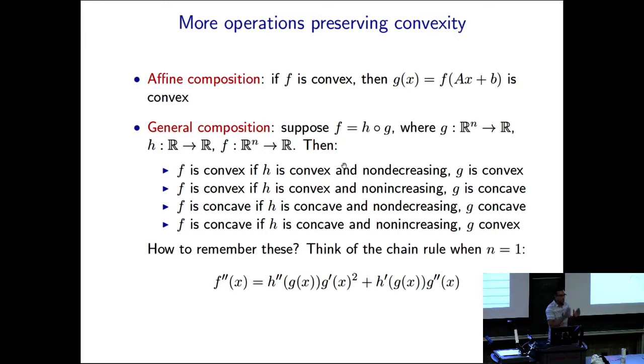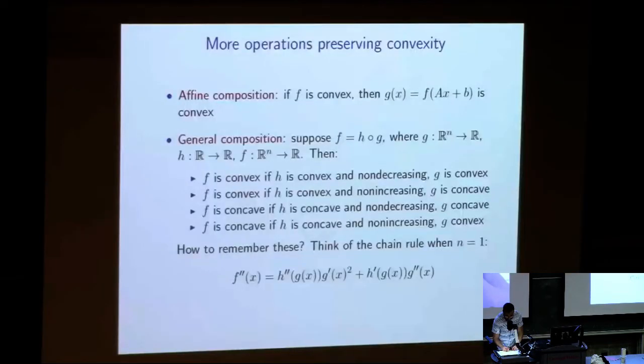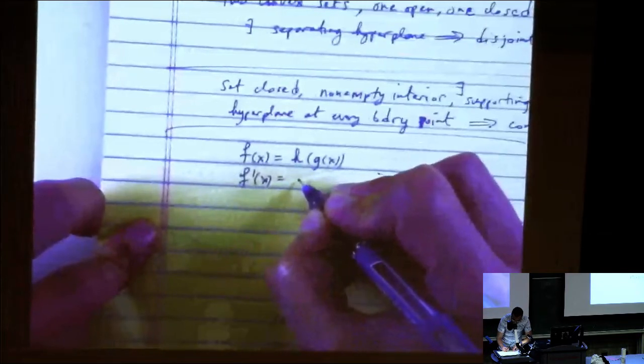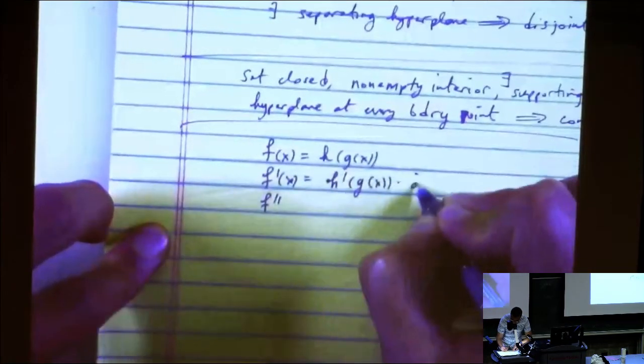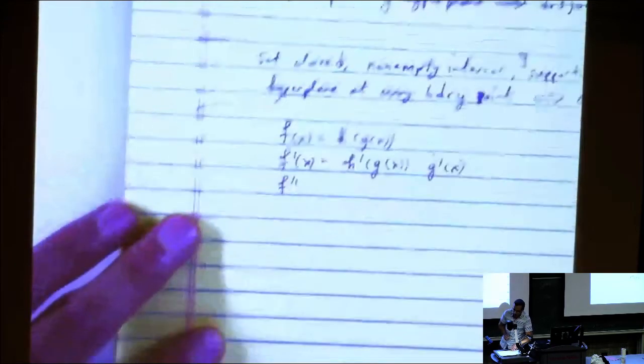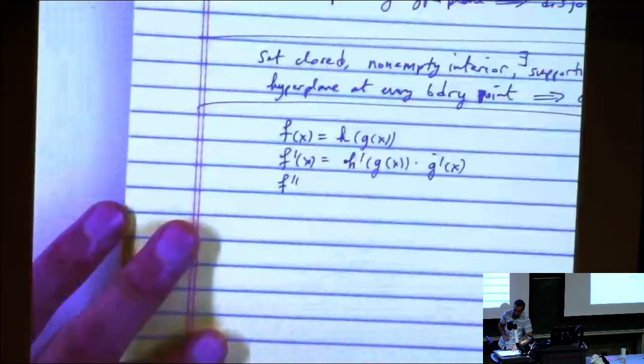So suppose that I just had f is h composed with g. Every function here is real valued and takes a real argument. So f double prime, the second derivative, just by the chain rule, we can work it out. So f of x is h of g of x. Right, so f prime of x, just using the chain rule, is h prime of g of x times g prime of x.